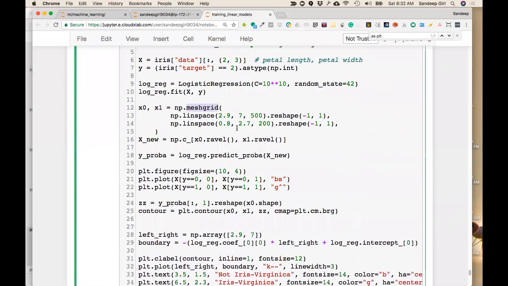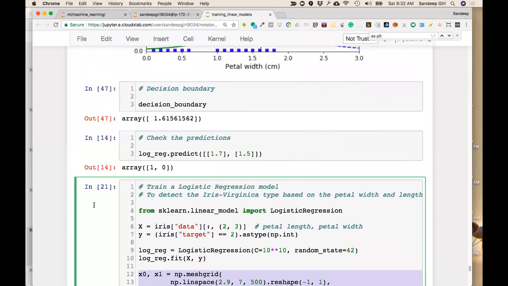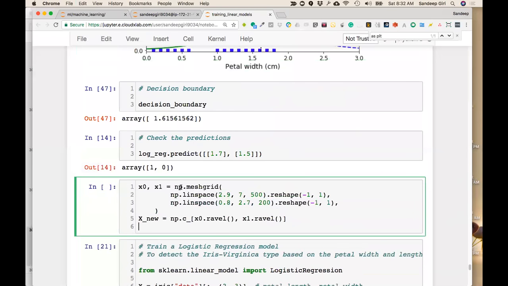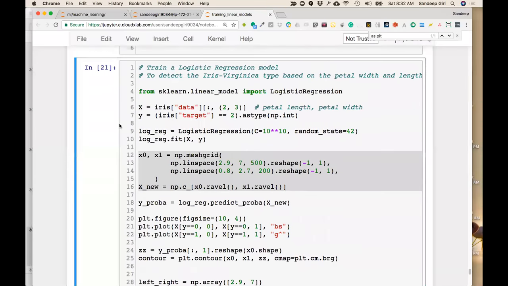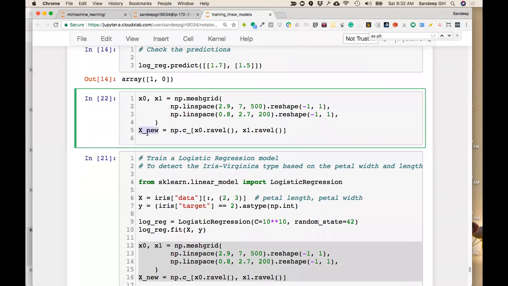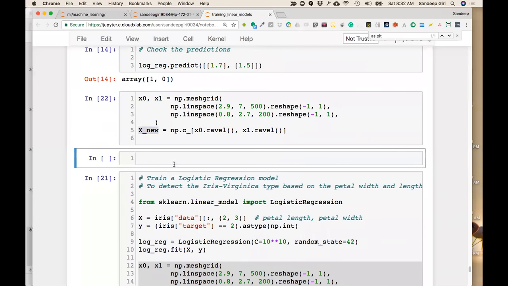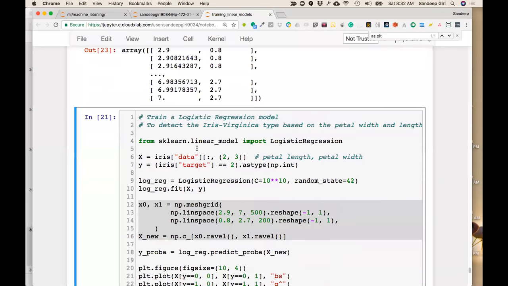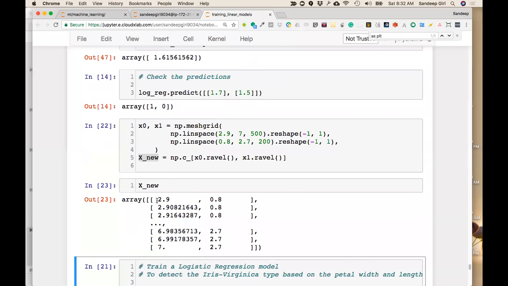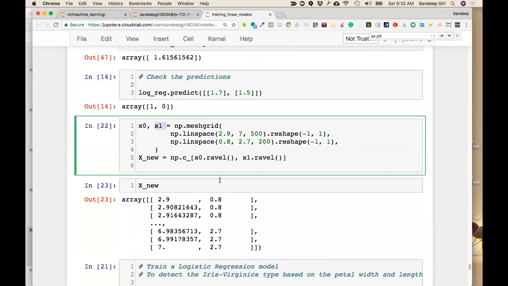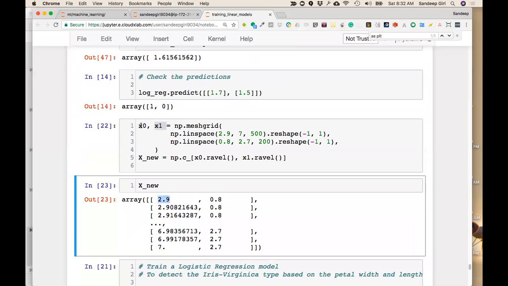So the question is, what is meshgrid? Meshgrid is essentially combining the two. Let me just show you. If you take a look at this, it's essentially appending the two values. You can see 2.9 and 0.8. 0.8 is coming from x1, and 2.9 is coming from x0.